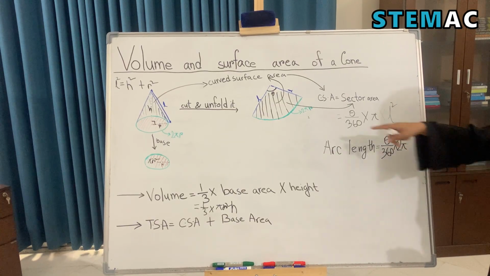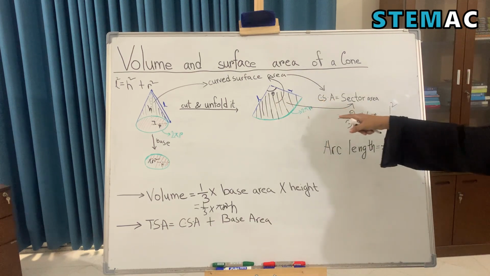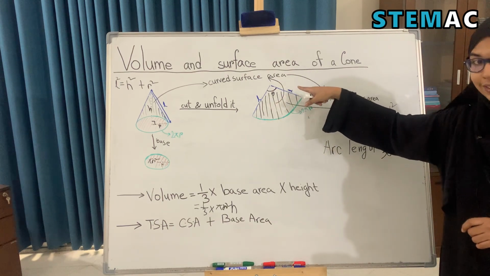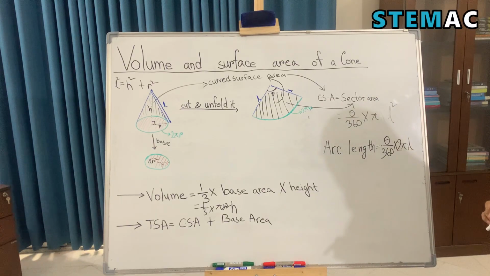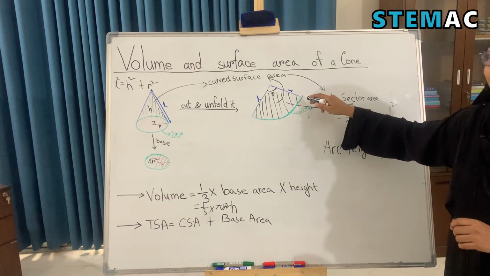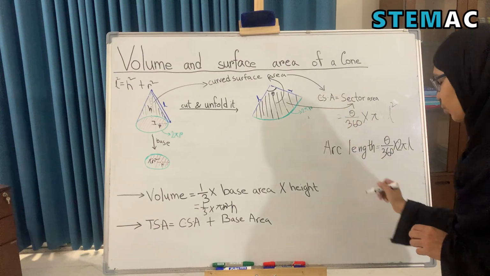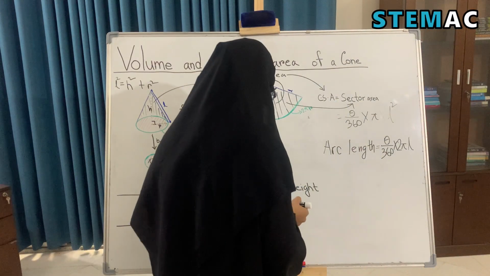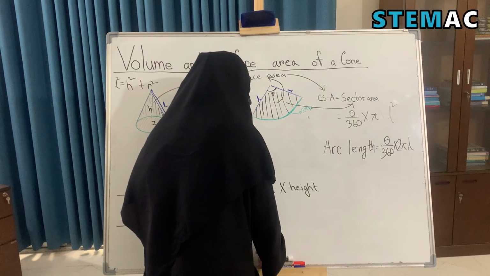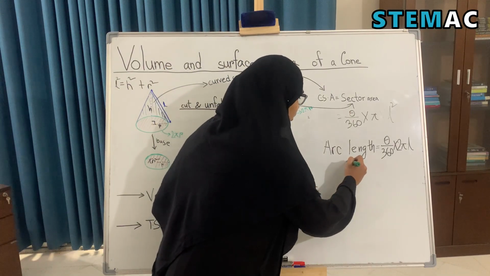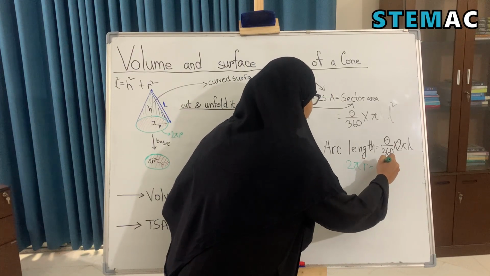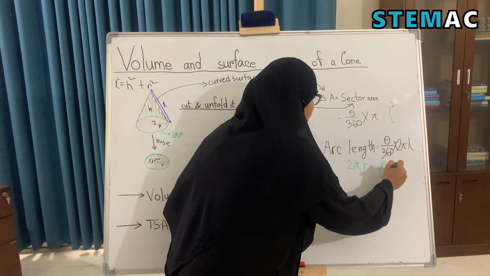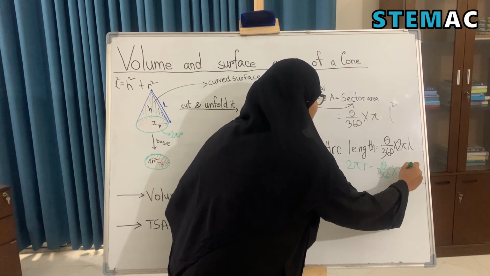Sorry, the radius is not r for this circle, the radius for this circle here is L. So you should write L here: 2 pi into radius. The arc length for this sector of the circle is 2 pi r, so we can write 2 pi r equals theta divided by 360 into 2 pi L.